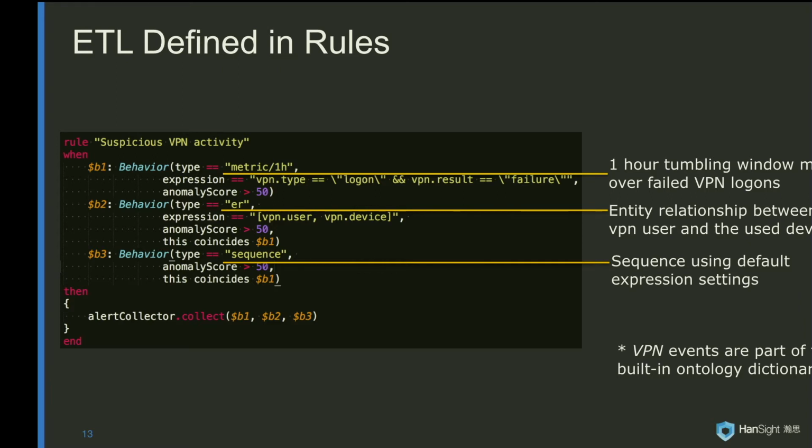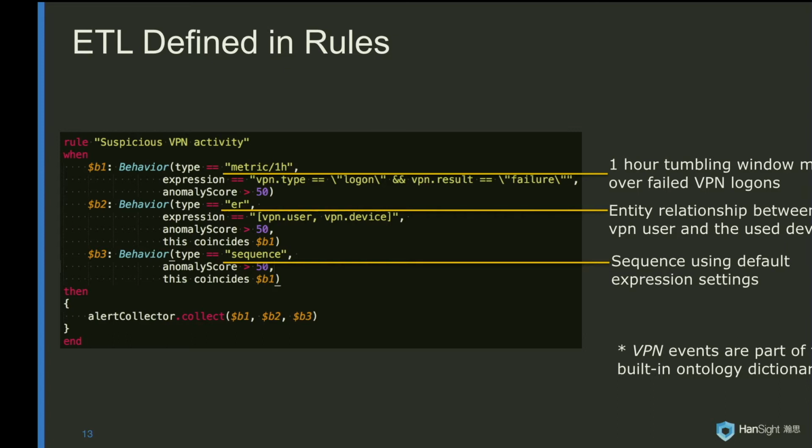So those are conditions thrown into a machine learning algorithm, and you calculate the anomaly score. If it's over 50, you output this one. But here it also has to coincide with B1. That means when the first condition is matched, your concern is then on the second one. And for the third one, type equals sequence.